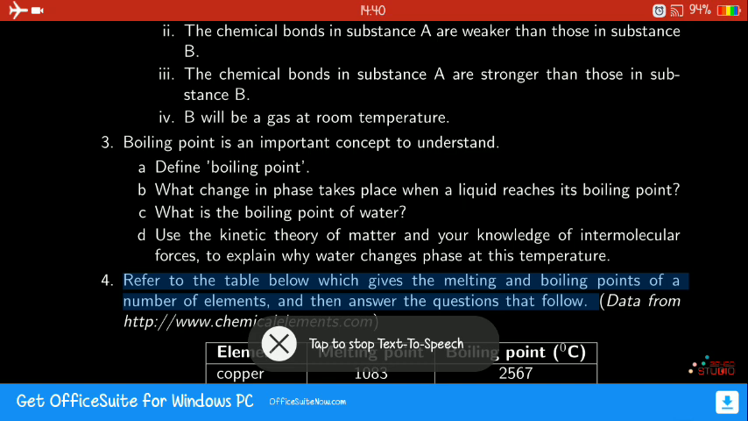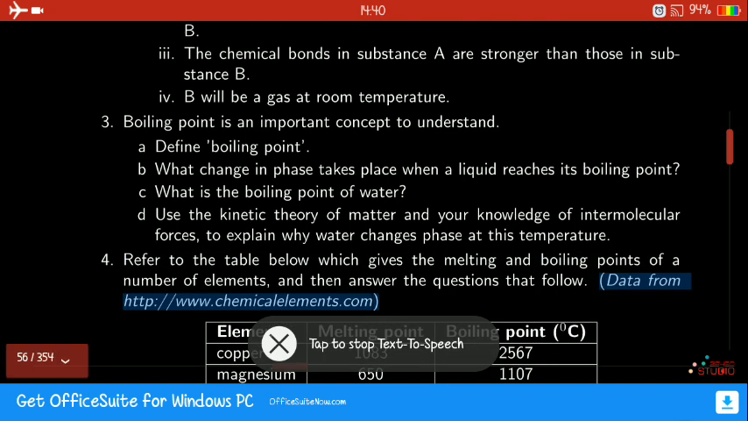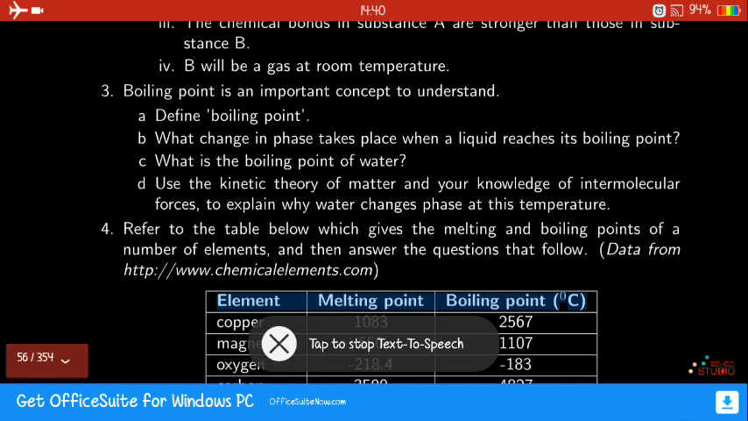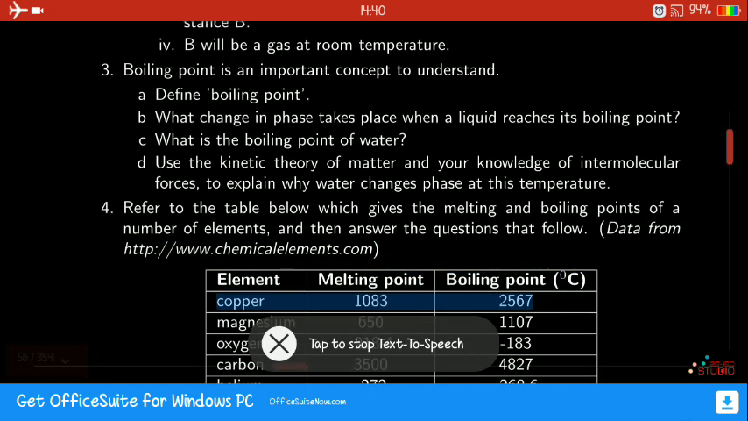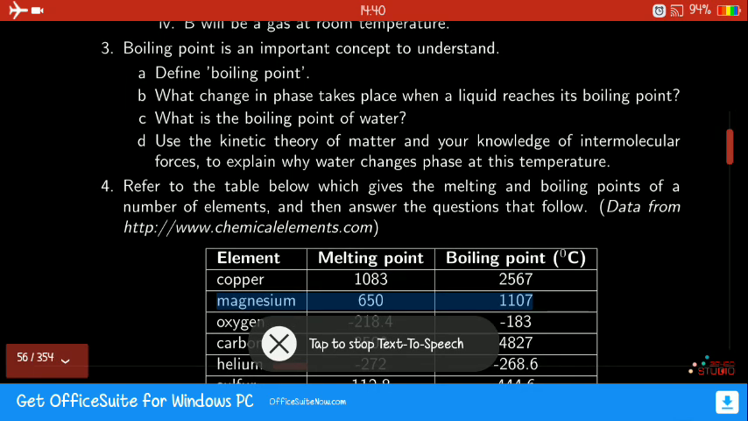and then answer the questions that follow. Data from http://www.chemicalailments.com. Element, melting point, boiling point (°C). Copper 1083, 2567. Magnesium 650, 1.